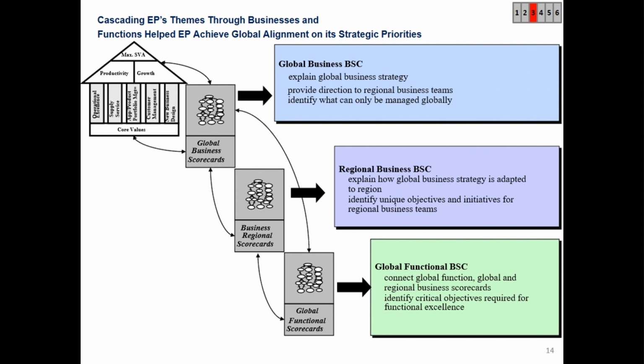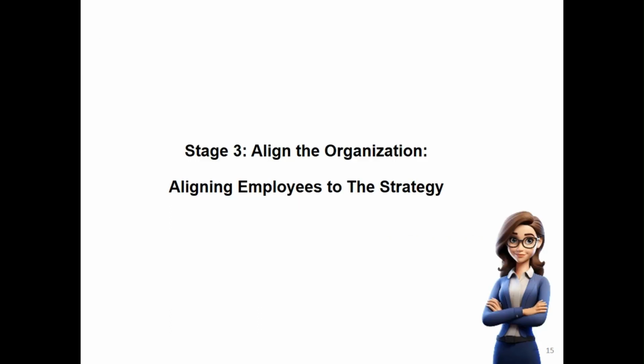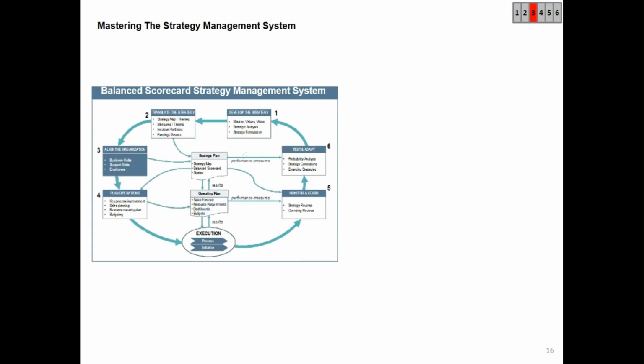You can see Global Business BSC, Regional Business BSC, and Global Functional BSC. They are aligned and cascaded. Let us discuss how to align employees to strategy. This is the most important alignment process.